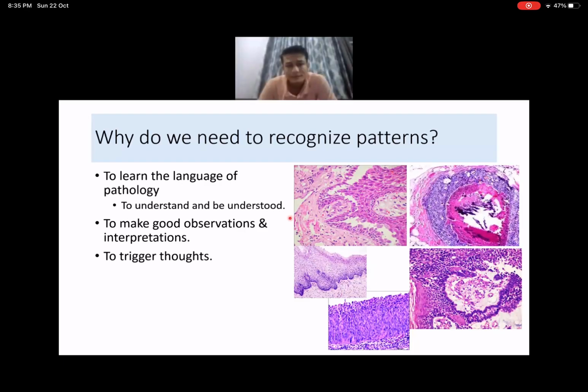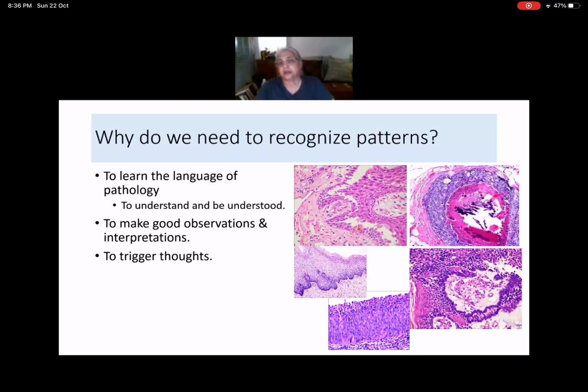See, I've got some patterns over here. Okay, Sudesh, what pattern is this? You've seen it before. Comedo, ma'am. The moment you say comedo and you say that it's a carcinoma, you know that you're dealing with a breast carcinoma.